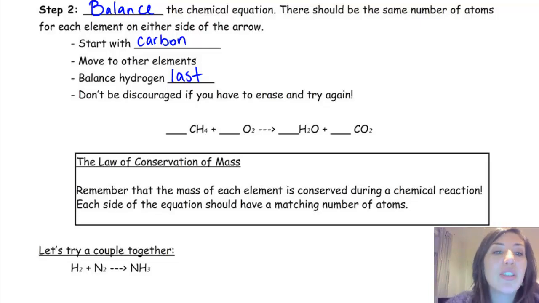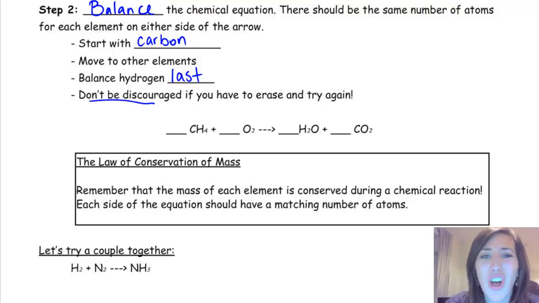Now, don't be discouraged. I really mean that. It's going to take a lot of practice and a lot of trial and error. You really are going to have to erase and retry. That's why we'll practice with the whiteboards in class. So let's try this one together. We just said we had methane plus oxygen makes water and carbon dioxide.